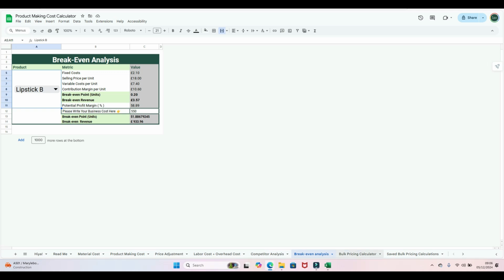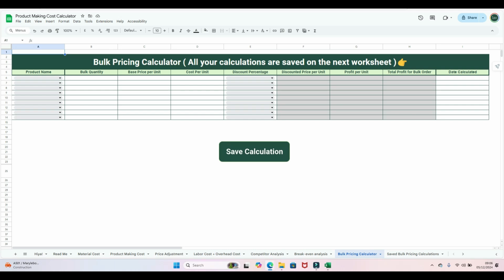Next one is bulk pricing calculator. So the bulk pricing calculator, this is where the wholesale price comes in play. So your product, you can add your product name. Again, these are all automated.